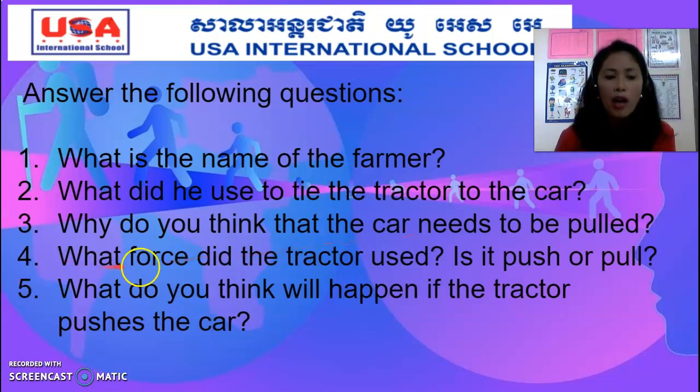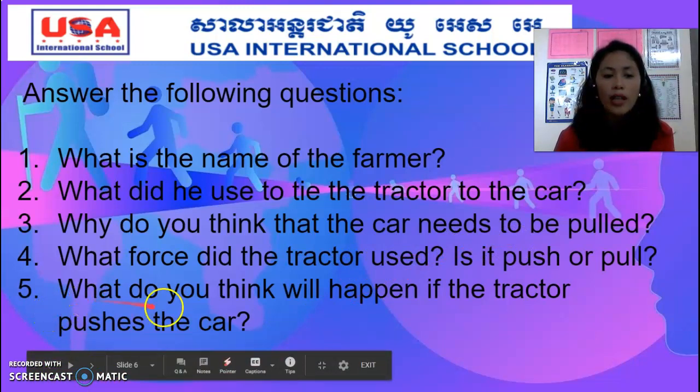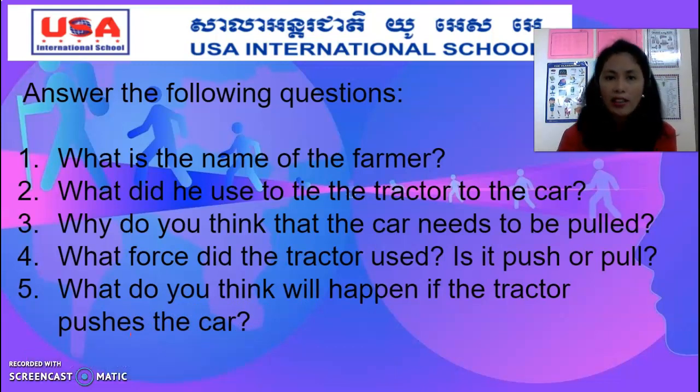Number 4, what force did the tractor use? Is it push or is it pull? And the last question is, what do you think will happen if the tractor pushes the car? What do you think if instead of pulling it, the tractor is pushing the car? There are possible answers, right? That would be all for today, and make sure you answer the questions. You can write it on your notebook, take a picture and submit to teacher, or you can just type your answer directly and message me privately.